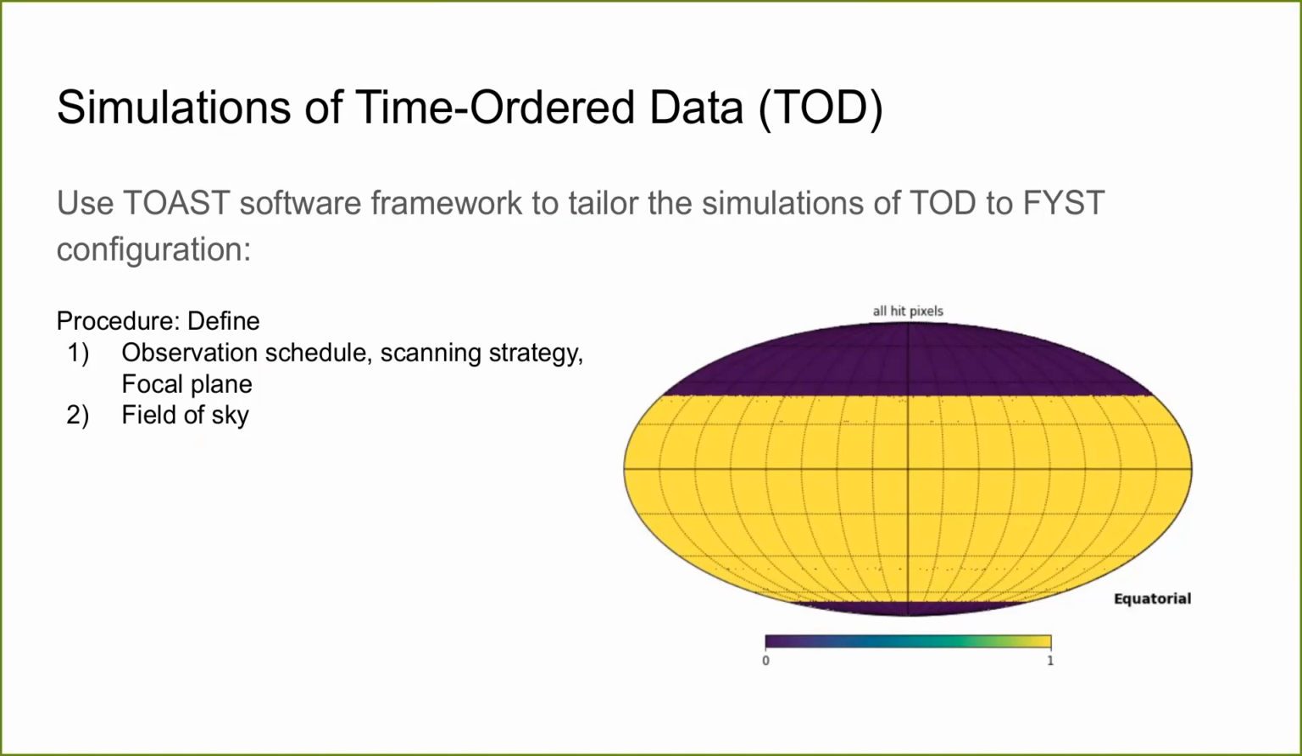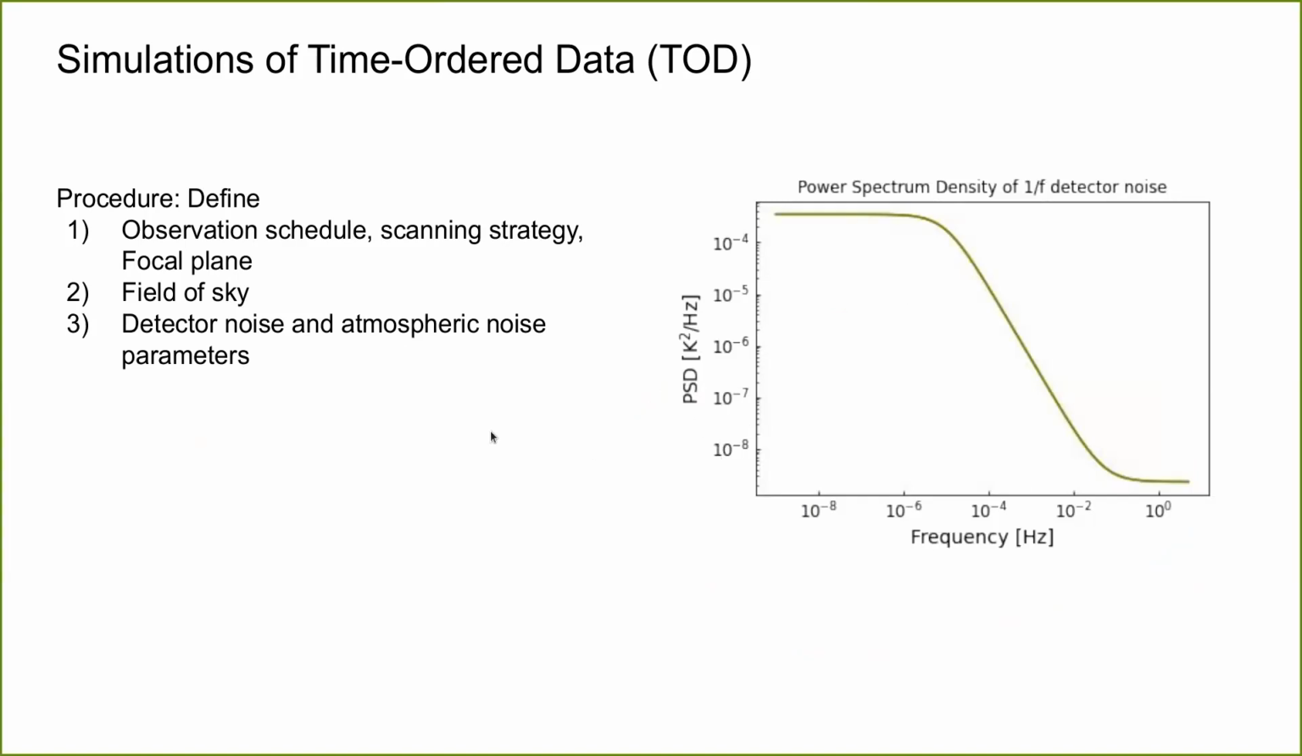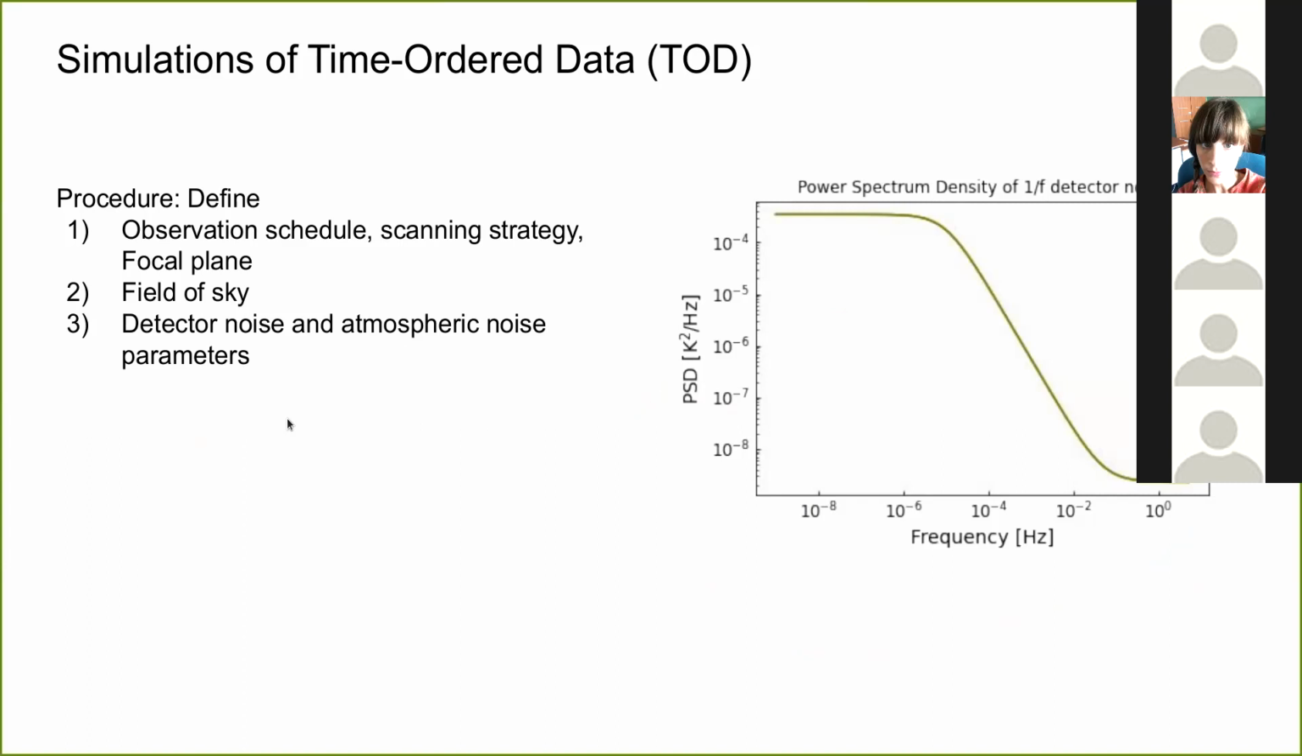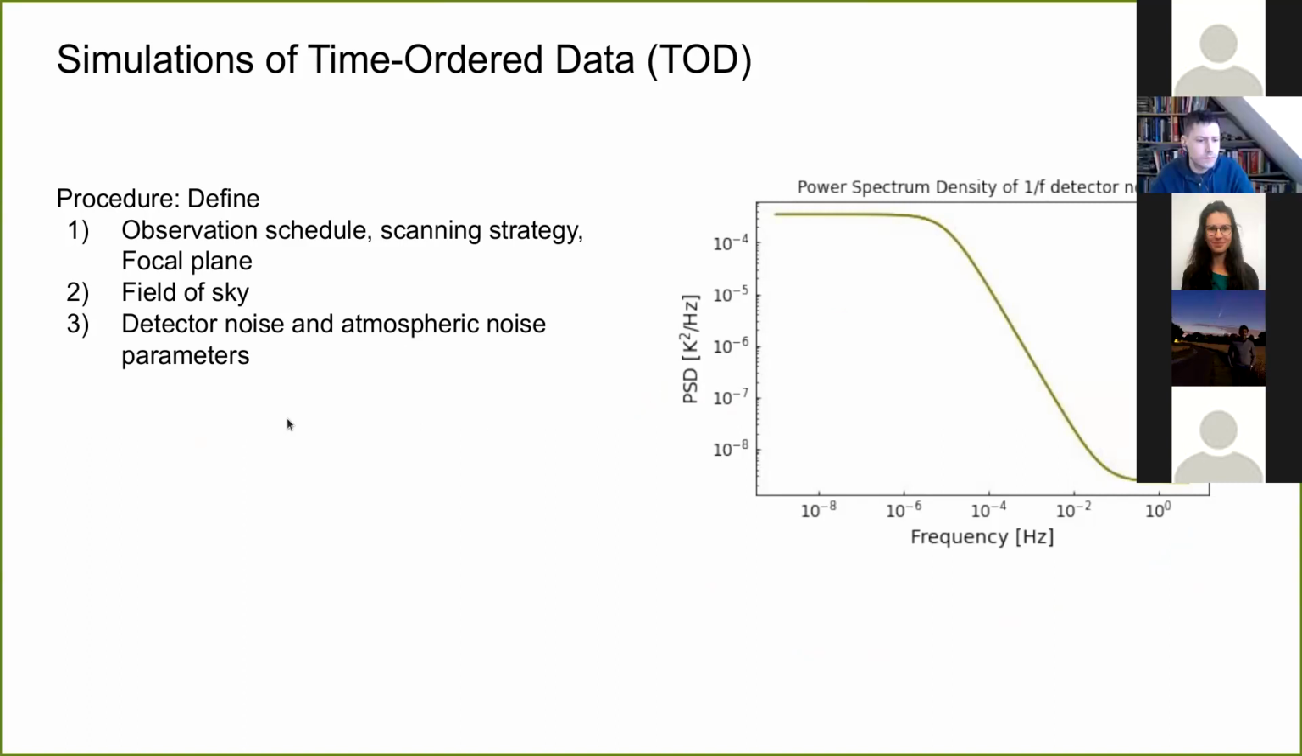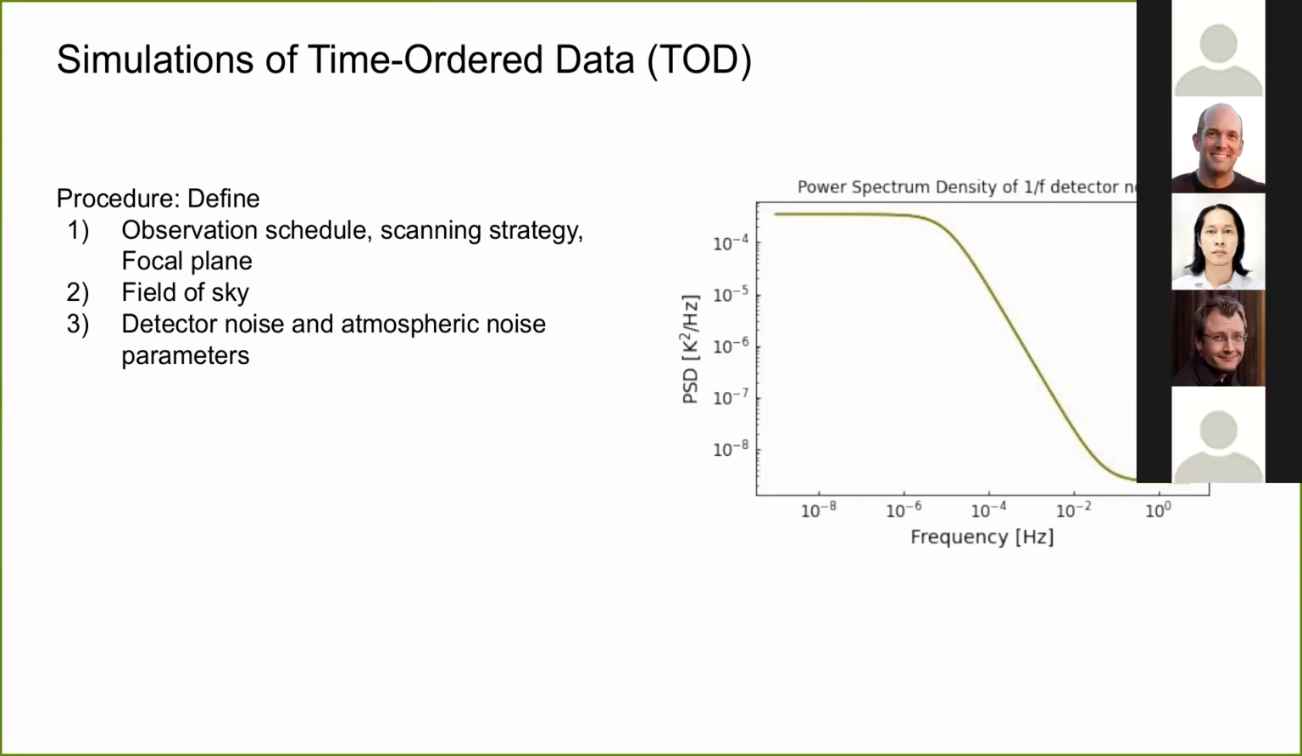That also defines the scanning strategy and a focal plane. Then we define the field of sky that we would like to observe. Here, as an example, I've shown the wide field survey field of sky that is being planned to observe. And then we need to define the detector noise and atmospheric noise parameters. Since the Fred Young Submillimeter Telescope is a ground-based telescope, we also need to model atmospheric noise.